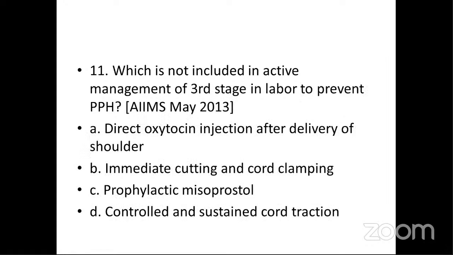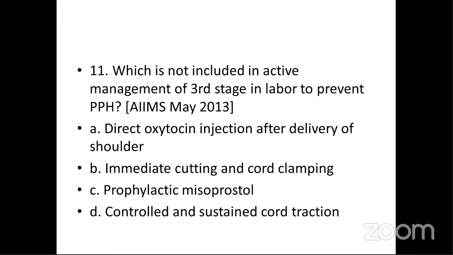Next one is also a similar one. Which is not included in active management of third stage of labor to prevent PPH? Direct oxytocin injection after delivery of the shoulder, immediate cutting and clamping of the cord, prophylactic misoprostol, or controlled and sustained cord traction.